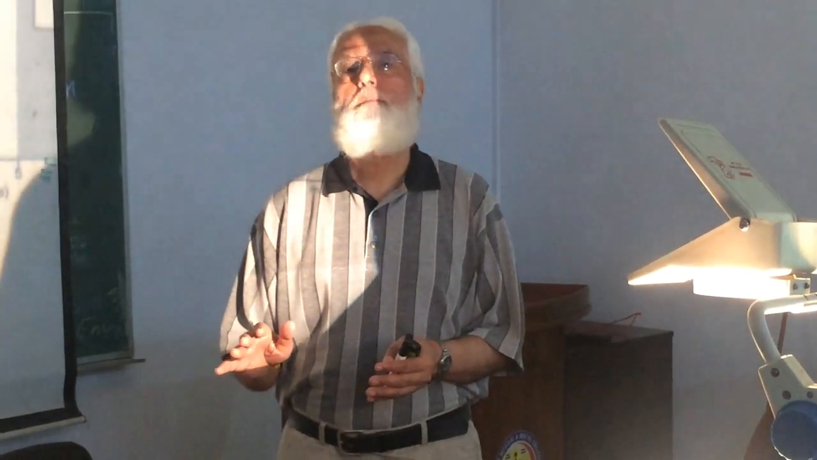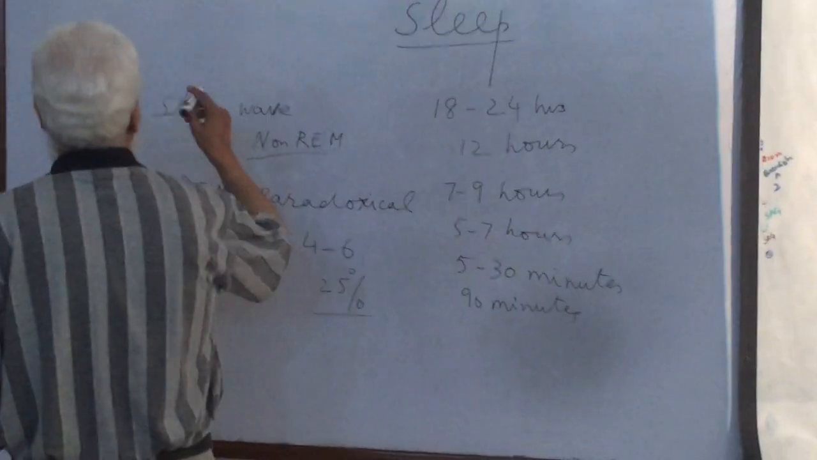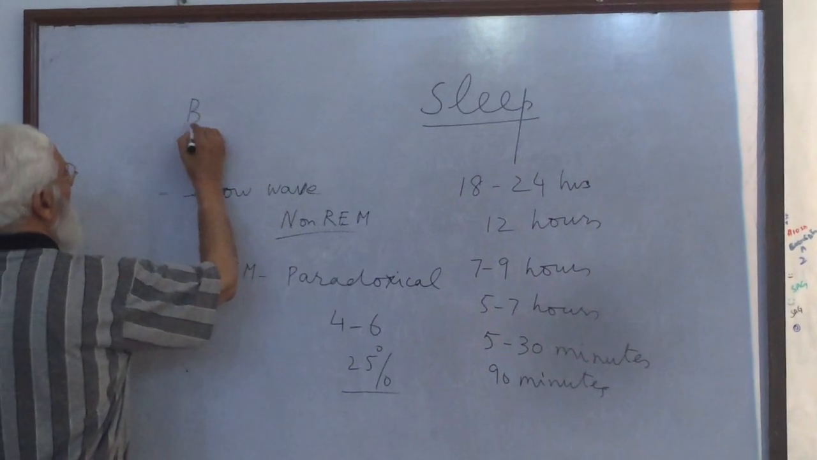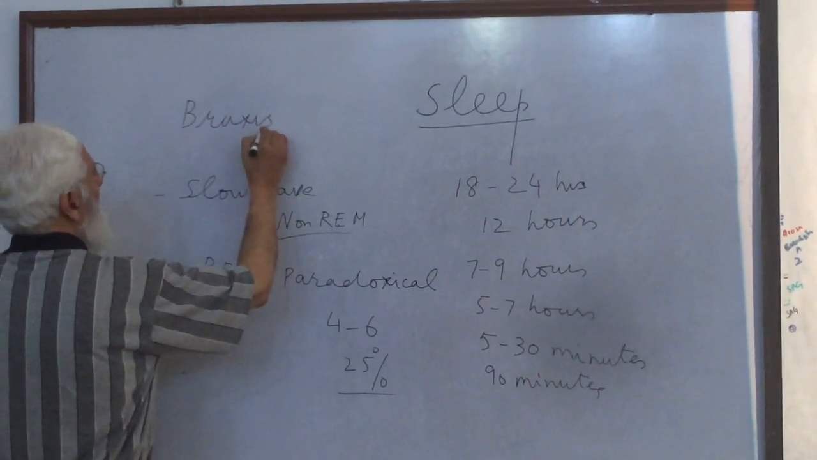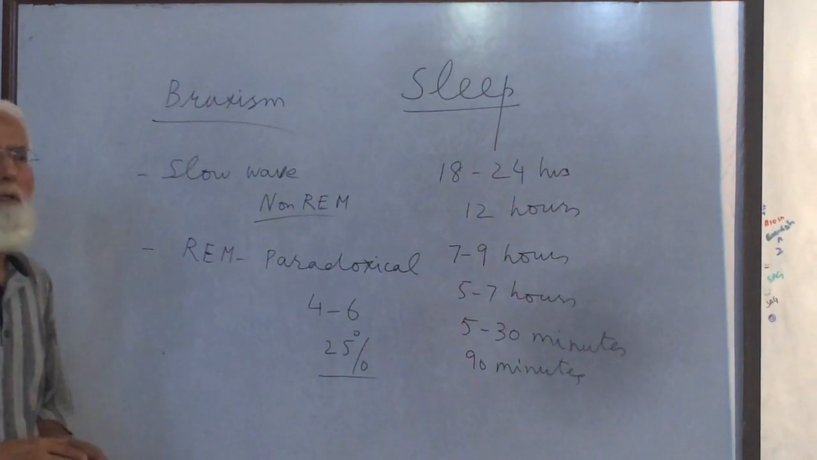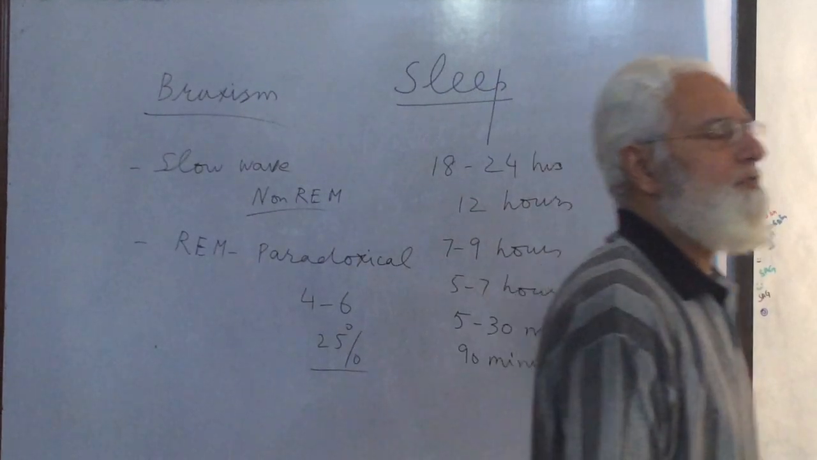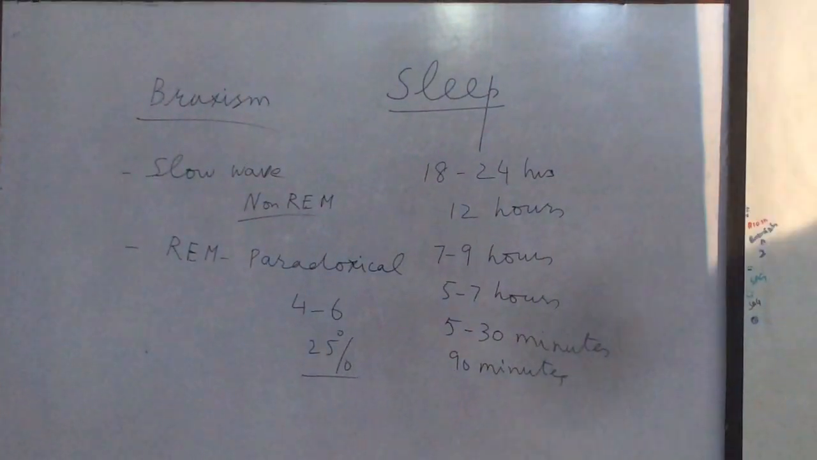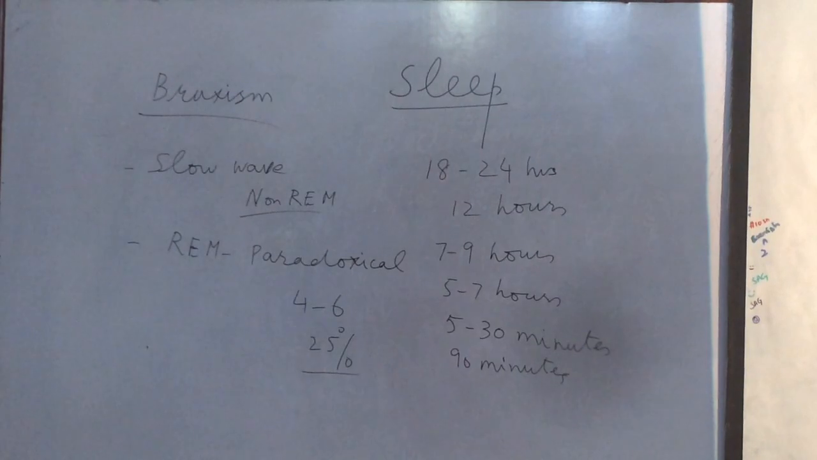Respiration and heart rate become irregular. There may be bruxism during REM sleep. Bruxism means teeth grinding. So teeth grinding or bruxism occurs during REM sleep.